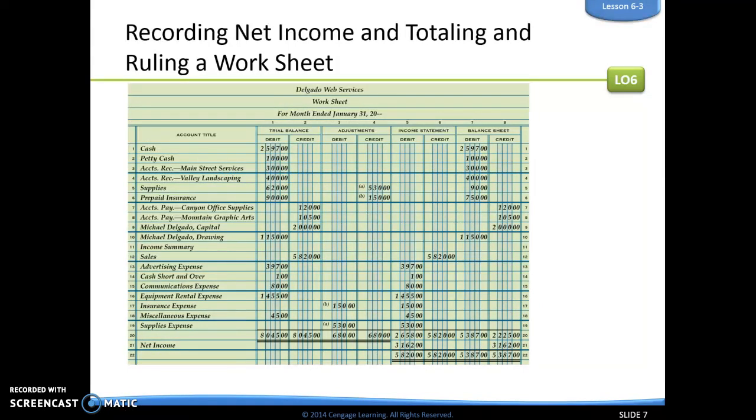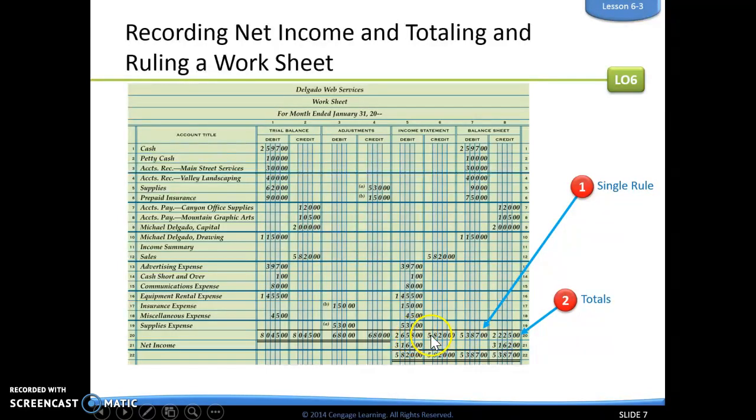So next thing that we're going to do is record our net income and total and rule our worksheet. The trial balance and adjustment columns are all done. So we're going to single line rule across our income statement and balance sheet columns. That tells us we're going to add up all four of these columns.